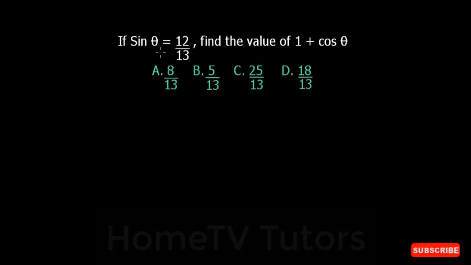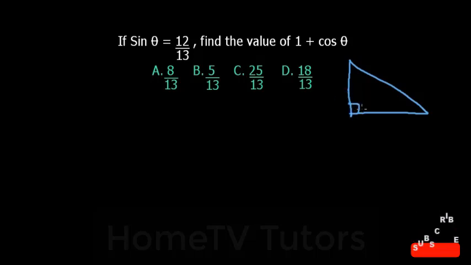If sine theta is equal to 12 over 13, find the value of 1 plus cosine theta. Given this value, we can draw a right angle triangle. This is 90 degrees, and this is theta. For sine, opposite we're given, which is 12, and the hypotenuse we're also given, which is 13.